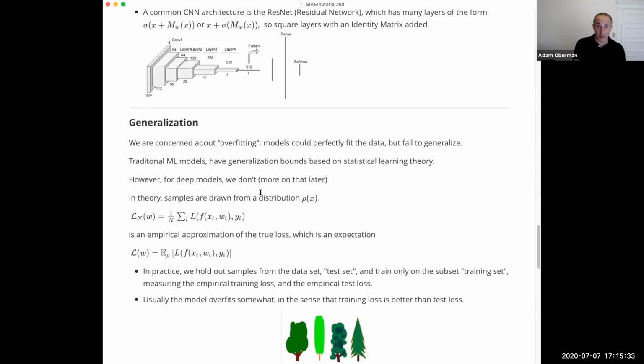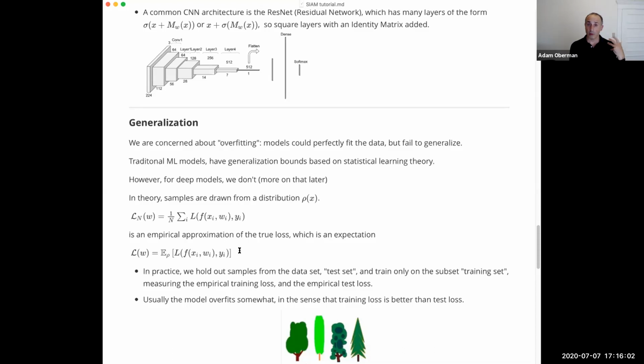So what does the math say? The first time I saw this, it kind of blew my mind. It seemed impossible, basically. In theory, samples are drawn from some distribution rho of x. We don't know it, and we don't assume anything about it in statistical learning theory. This loss with our 10 to the 7 images, this average, is considered to be an empirical approximation, a sample of the true loss, which is the expectation over rho.